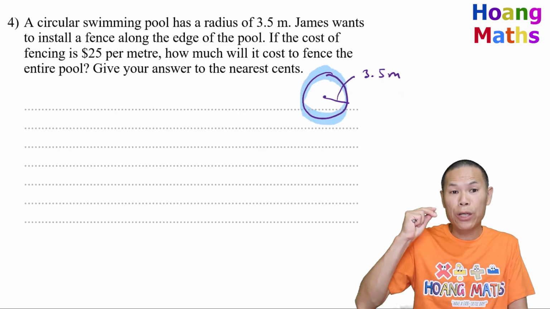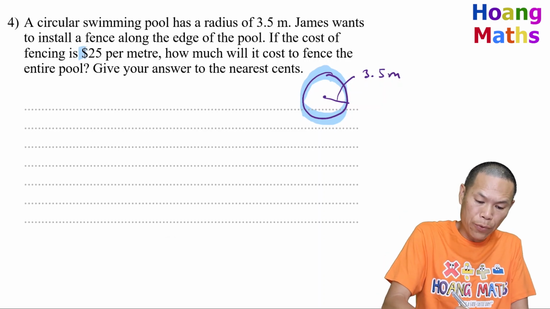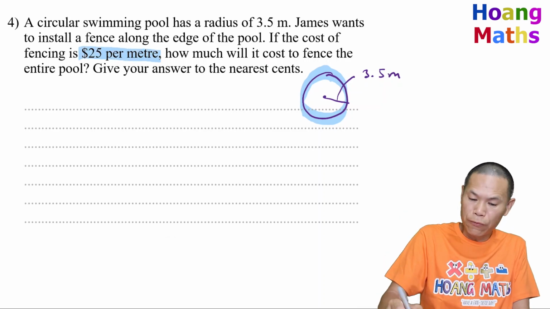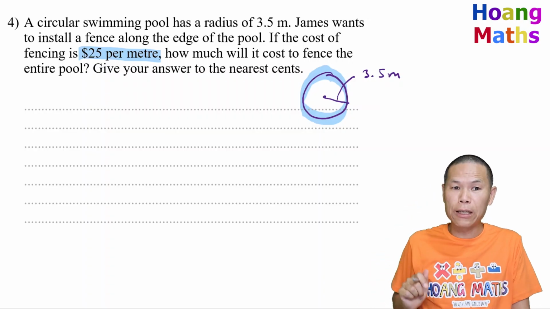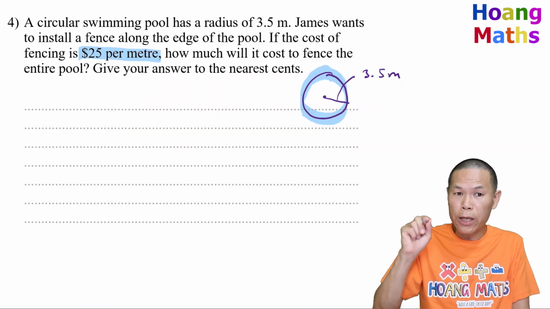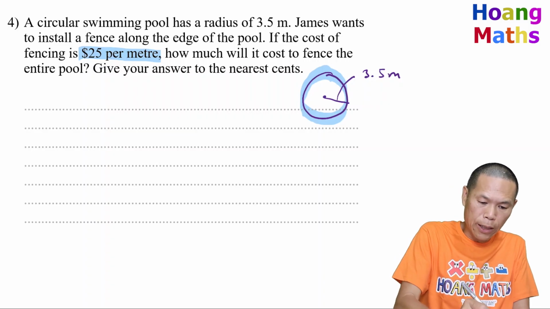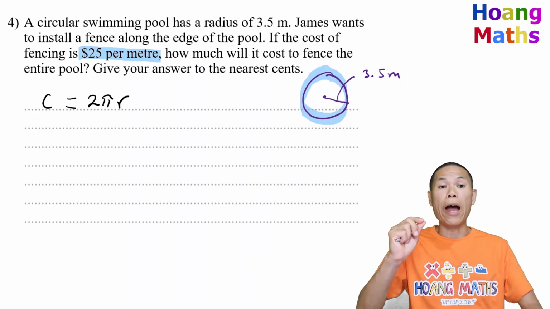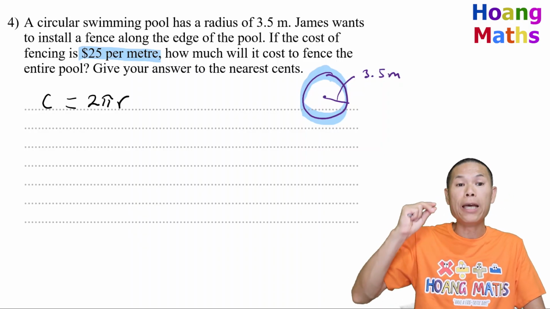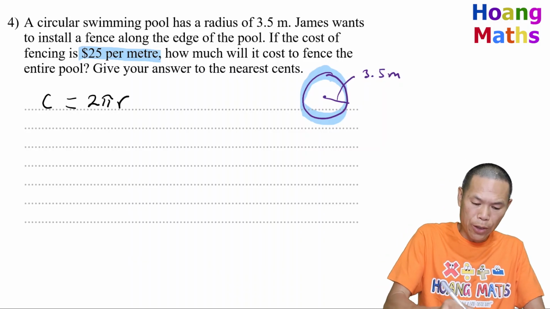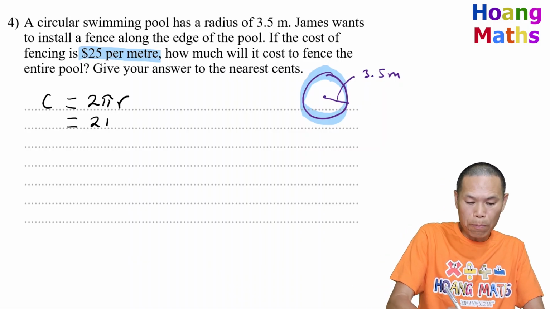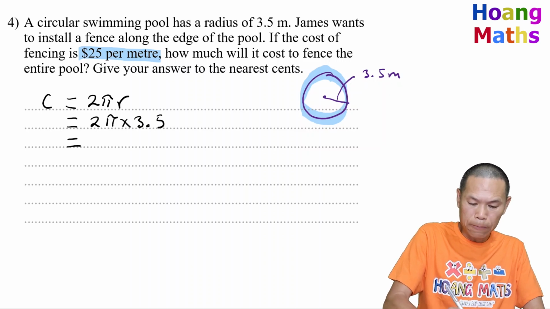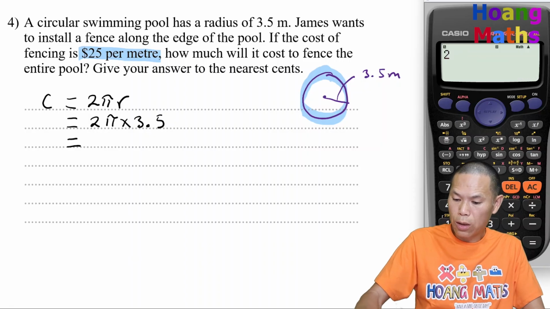And then we times by 25, because it's $25 per meter. So we need to find the length of the fencing first. That is the circumference of the swimming pool. So circumference is 2 pi r. We use 2 pi r instead of pi d because they gave us the radius of the circle. So that is equal to 2 pi times 3.5. So I just go 2 pi times 3.5.